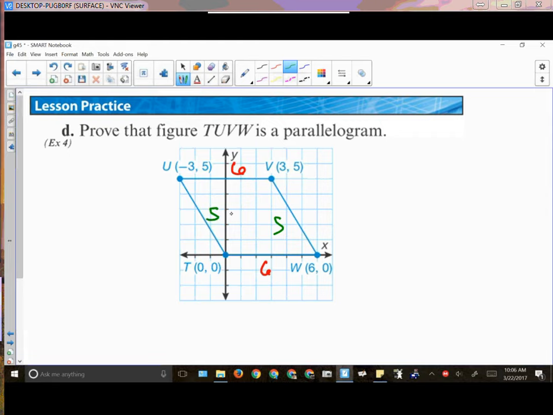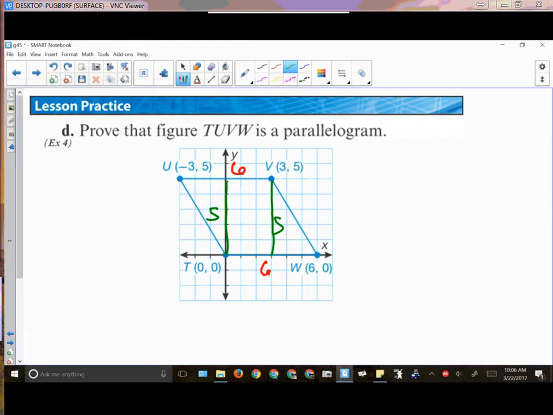So this distance here is 5. This distance here is 5. If that is the case, then this must be a parallelogram, correct? Because opposite sides are the same distance apart at two different points. Simple and easy, right?